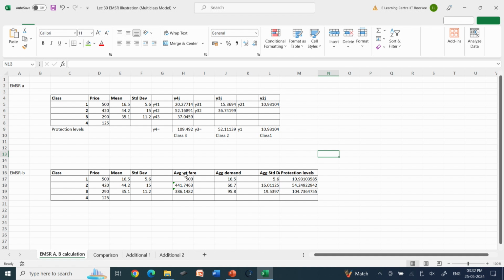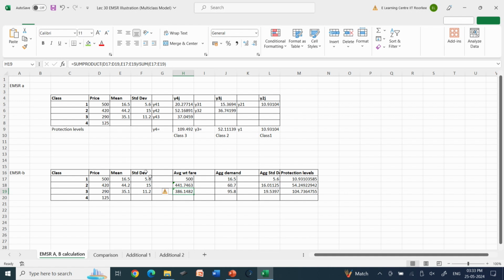Similarly, you have to calculate average weighted fare, and this average weighted fare, if you see, will only be applicable, that is the lower part of this table, for my class 2 and class 3. So, class 2 will be having the sum product divided by sum of the fares. So, you have 3 categories for this, 420 and 500, 2 fares which are more than 290.